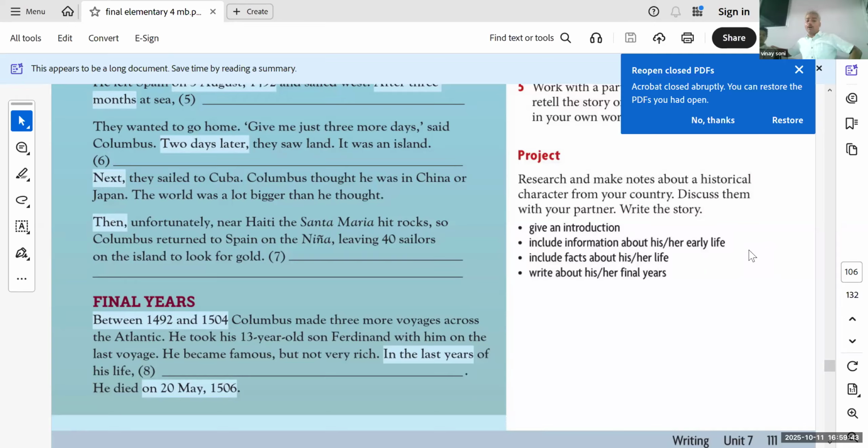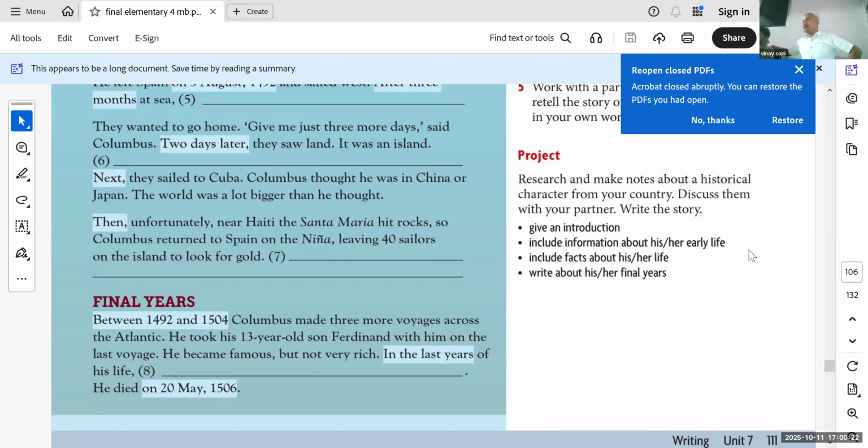He returned to Spain on the Nina. When one ship got damaged, he returned to Nina. He returned to Spain on the Nina, leaving 40 sailors on the island. ध्यान देखिए, वहां comma के बाद leaving है, comma ना होता full stop होता तो क्या करते? तो कैसे leaving लिख देते? अगले line क्या लिखते? He left, है ना, यही लिखते ना. He left 40 sailors on the island to look for gold.